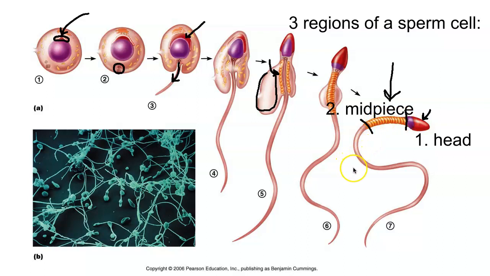And then the distal portion of the cell is the tail, which is the flagellum, which makes this a motile cell. A sperm cell is the only flagellated human cell.